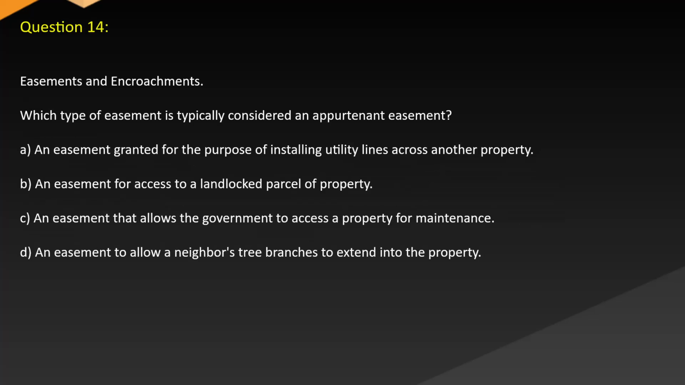Question 14. Easements and encroachments. Which type of easement is typically considered an appurtenant easement? A. An easement granted for the purpose of installing utility lines across another property. B. An easement for access to a landlocked parcel of property. C. An easement that allows the government to access a property for maintenance. D. An easement to allow a neighbor's tree branches to extend into the property.